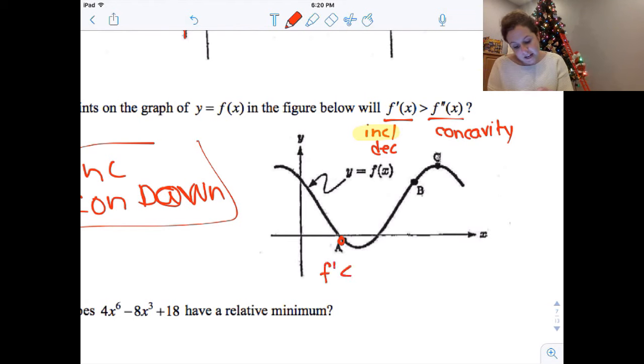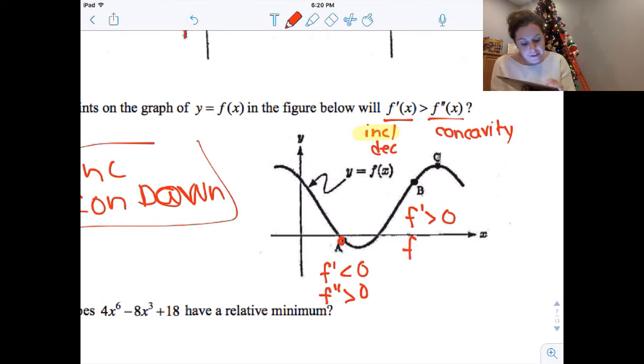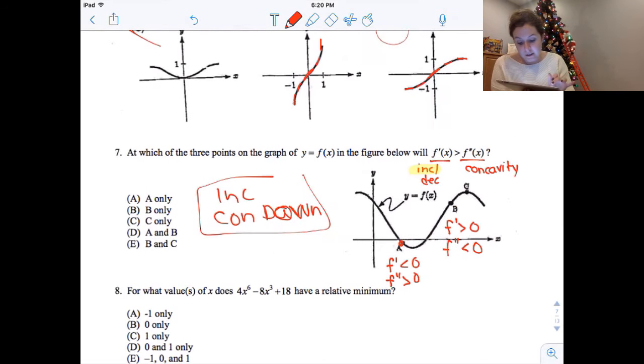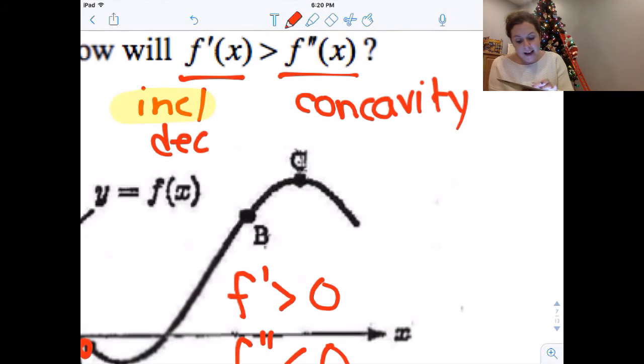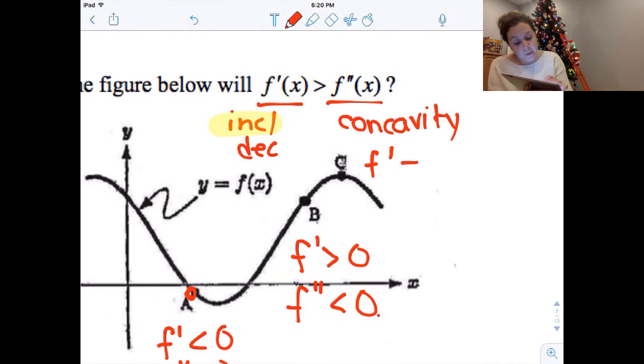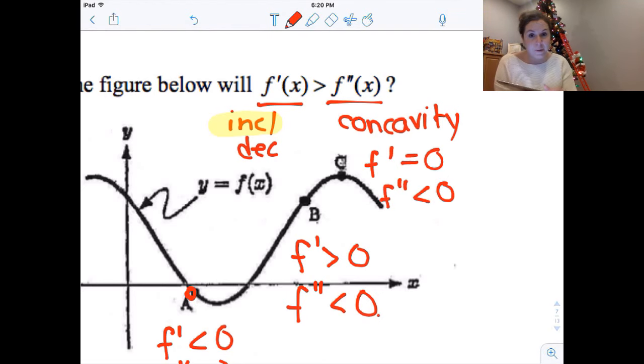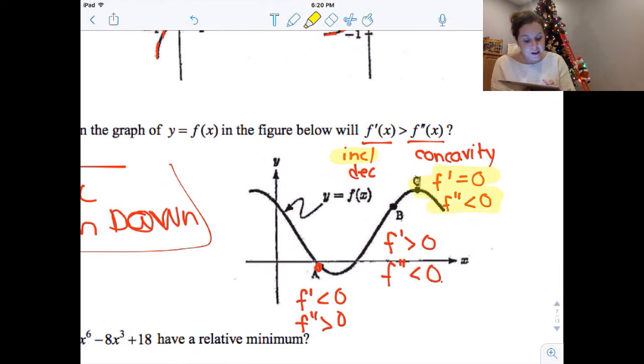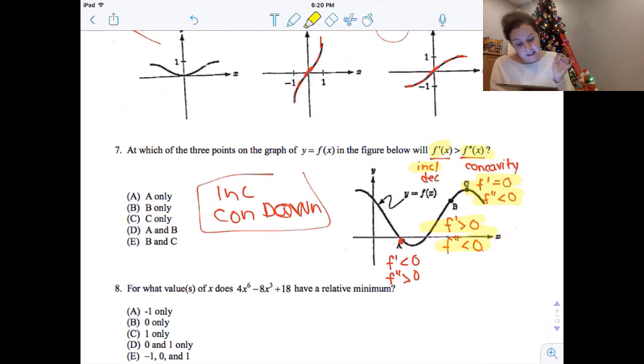So there, you would have f prime negative and f double prime positive. So it's not A. At B, you would have f prime positive because it's increasing, and f double prime negative because that's concave down. So that is a point where that occurs, right? At C, you would have f prime equal to 0, and you would have f double prime negative. So that is also a point where that happens. So there's actually 2 places here where your f prime is greater than your f double prime. And that is at C and B. So letter E would be your choice.